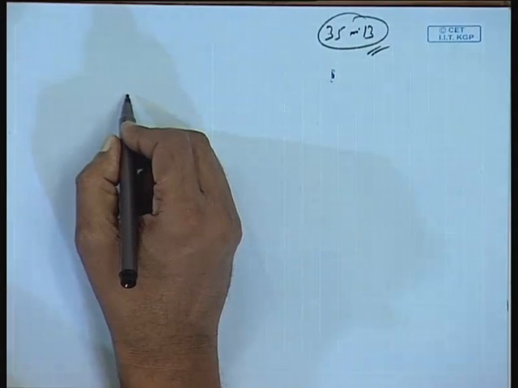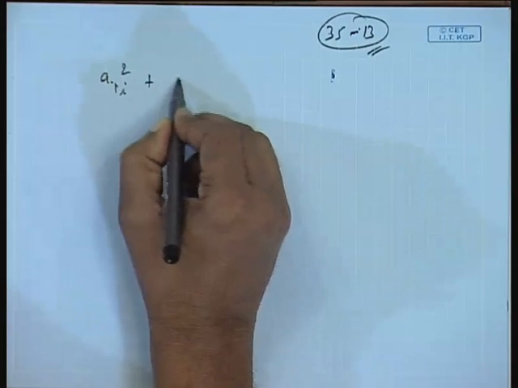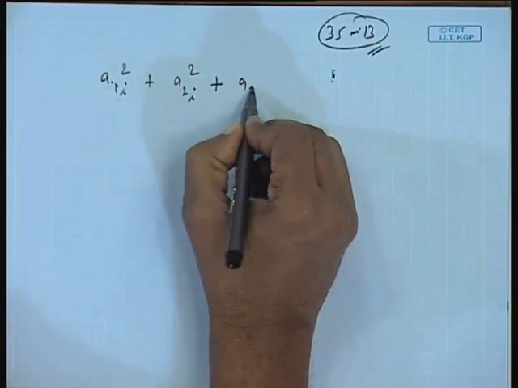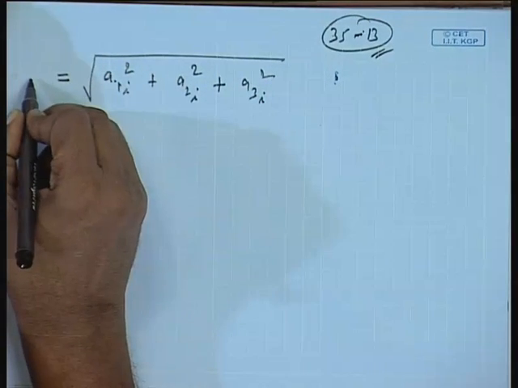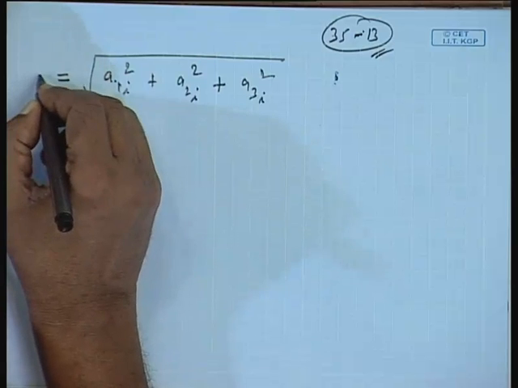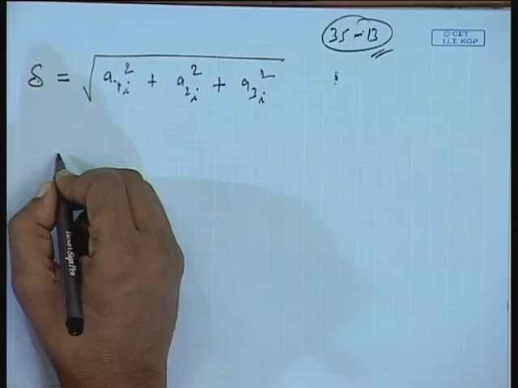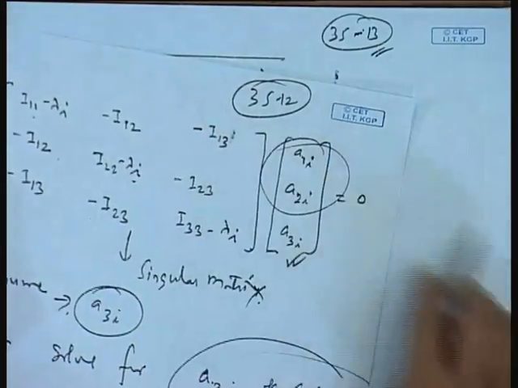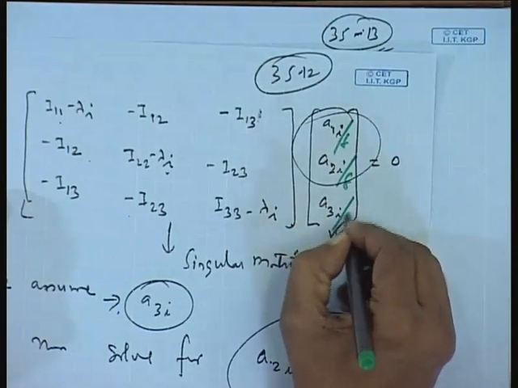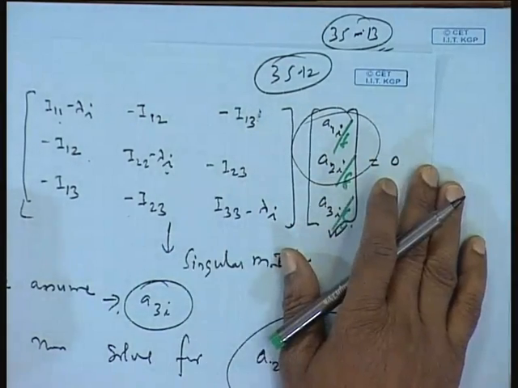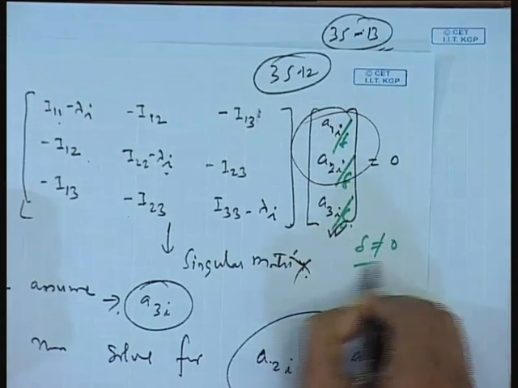Okay. And thereafter, what you need to do is square A1i, A2i and A3i, add them, take the square root of this and write this as, let us say, a quantity which is delta. So, if in this equation I divide by a quantity delta, it will not affect the whole thing. This is very obvious from here, where delta is a non-zero quantity. Okay.